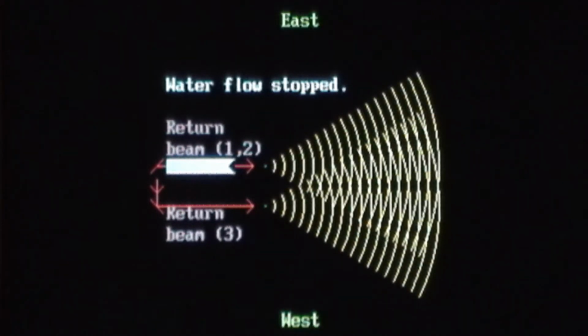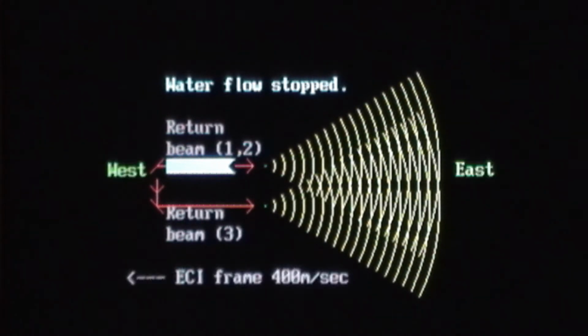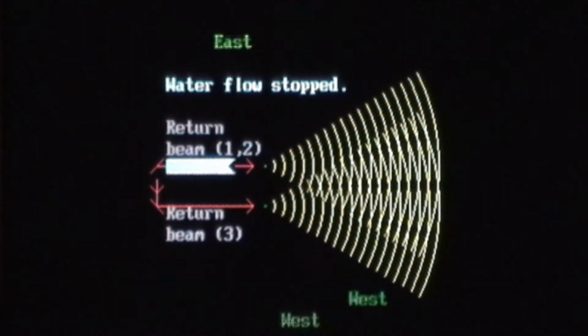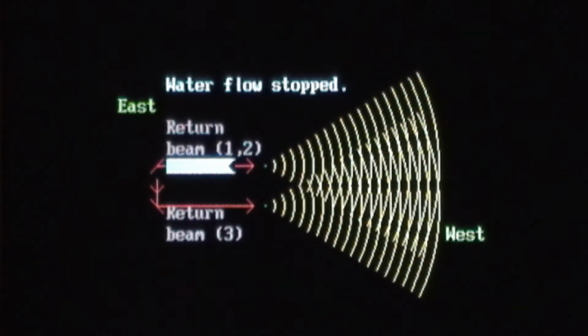For this experiment, the non-rotating inertial frame of the Earth, or the ECI frame, is assumed to be the base on which light propagates, which is moving at 400 meters per second to the west of the interferometer body when it's fixed to the rotating Earth's surface at Melbourne, Australia.